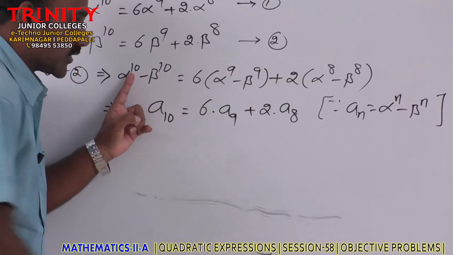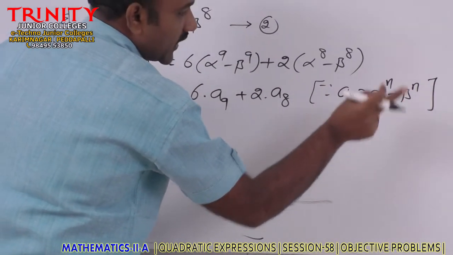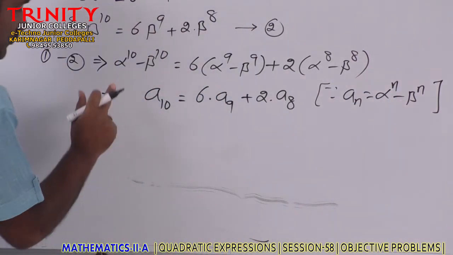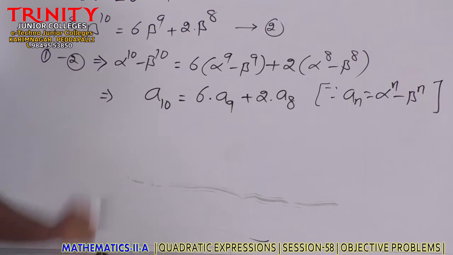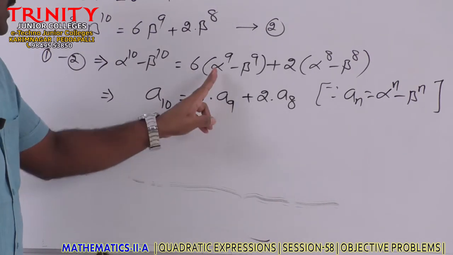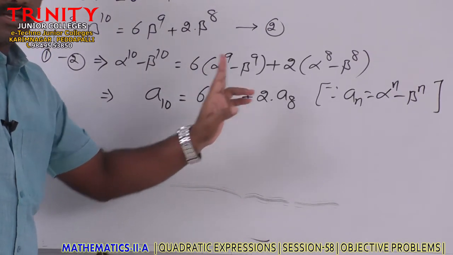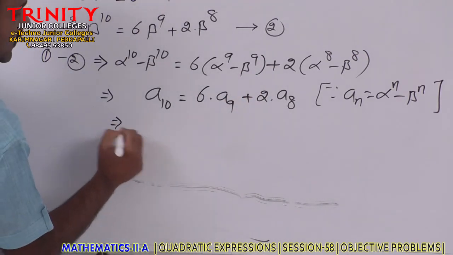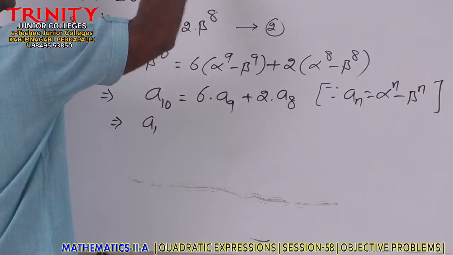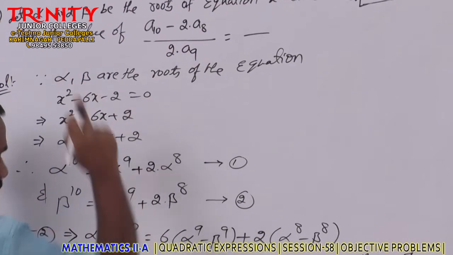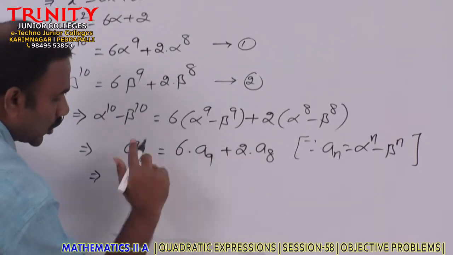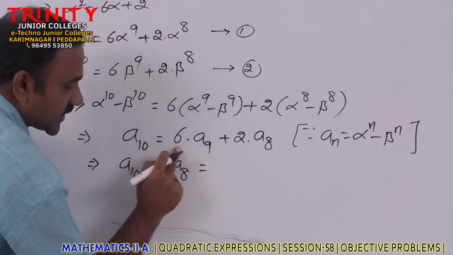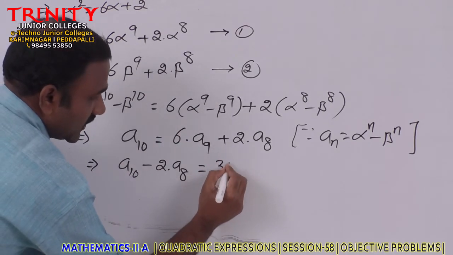If n is equal to 10, A10 is equal to alpha power 10 minus beta power 10. That's why we have replaced alpha power 10 minus beta power 10 as A10, alpha power 9 minus beta power 9 as A9, alpha power 8 minus beta power 8 as A8. Now we have to find A10 minus 2A8 divided by 2A9. A10 minus 2A8, you take 2A8 to the left side, is equal to 6A9.